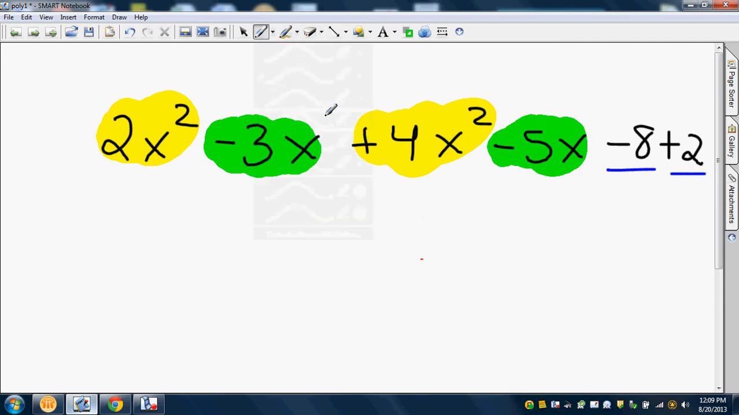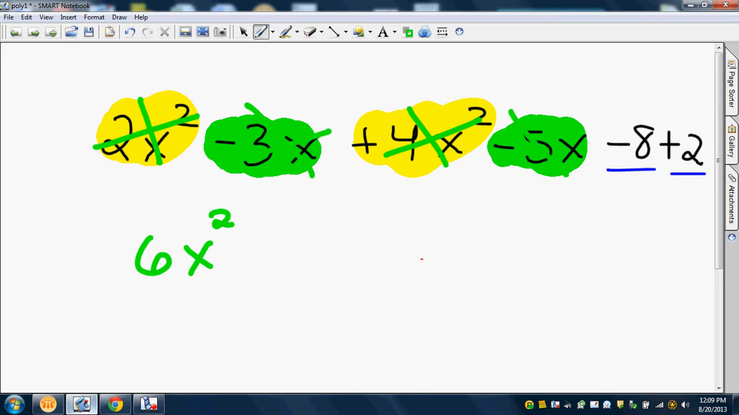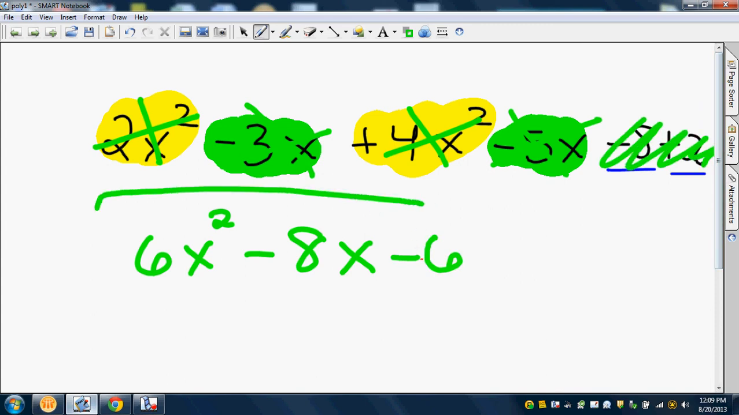Okay, so when I write this in like terms, I'm going to start with my higher power just so that I know my answer is in correct standard form. So I've got 2x squared plus 4x squared. So that's going to be 6x squared. Then I have minus 3x. It doesn't cross out well. And then minus 5x. So that's going to be negative 8x, or minus 8x. And then minus 8 plus 2 is the same thing as minus 6, because you have negative 8 plus 2 is negative 6. So it's going to be the minus 6.